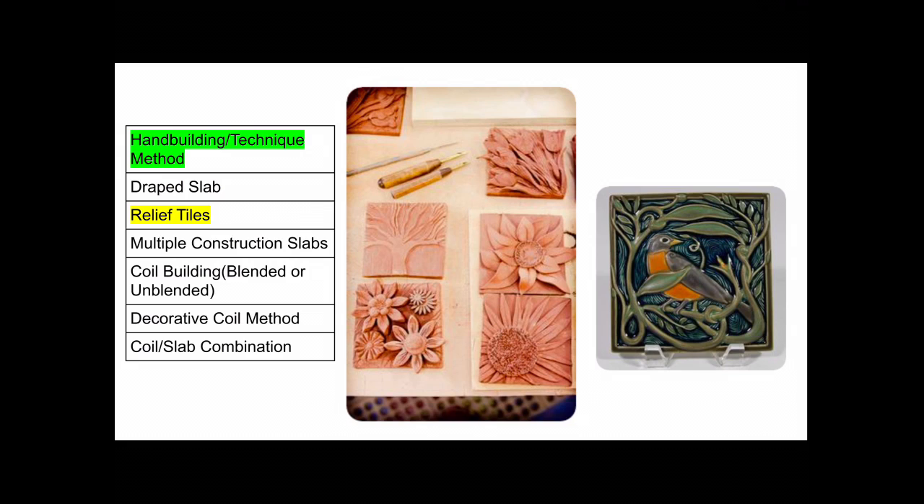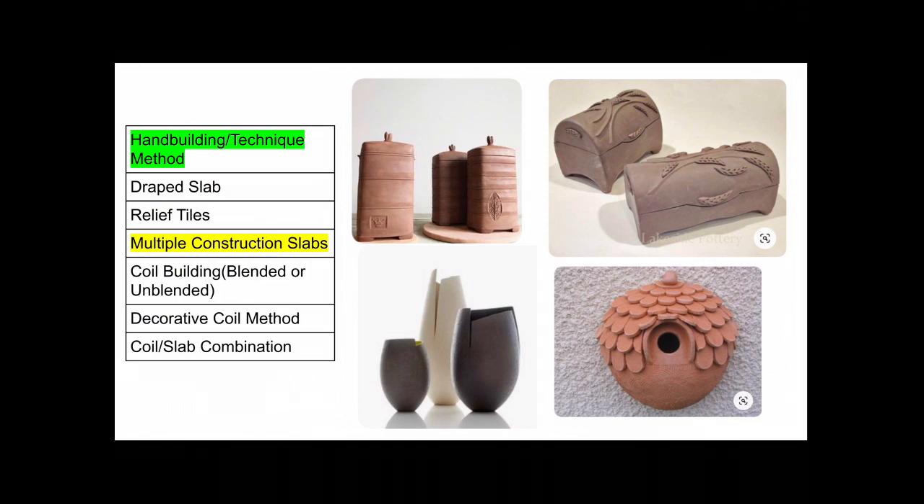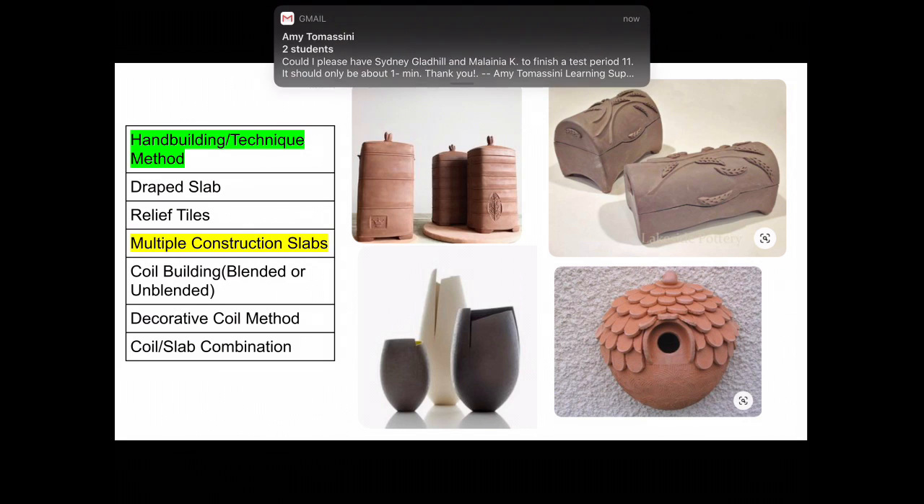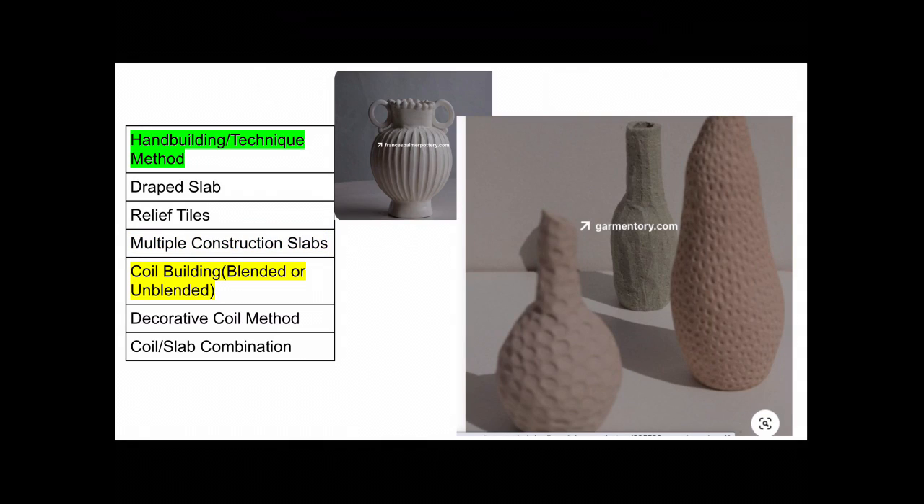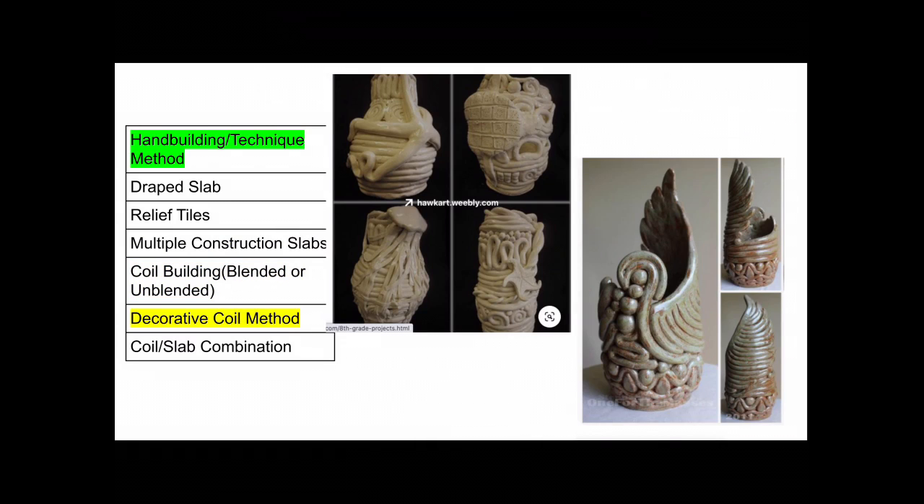Okay. Here's an example of relief tiles. Okay, you could make relief tiles for this project. Multiple construction of slabs. So here's some examples of some nice sets. Those boxes up on the upper left corner, and then those vessels at the bottom. Those were slabs that were used in a more rounded form. Here we have coils. It could be blended or unblended. Decorative coil method.